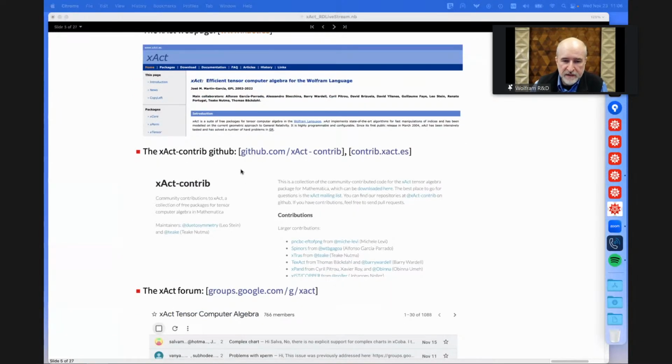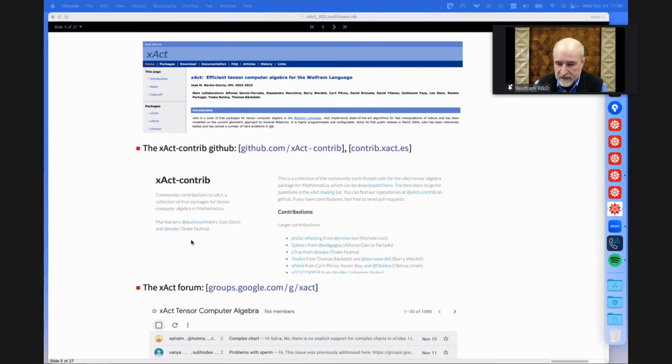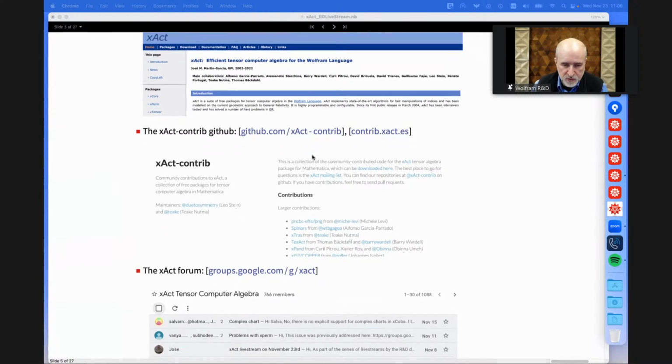There is another page for contribution of other packages not listed there. You can find here many examples. This is a page maintained by Leo and Teake. And yeah, there are many examples here. I also invite you to go there.